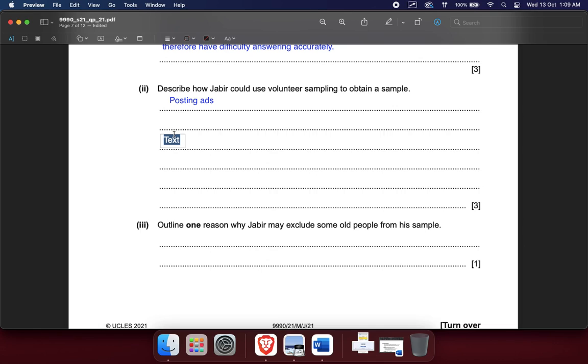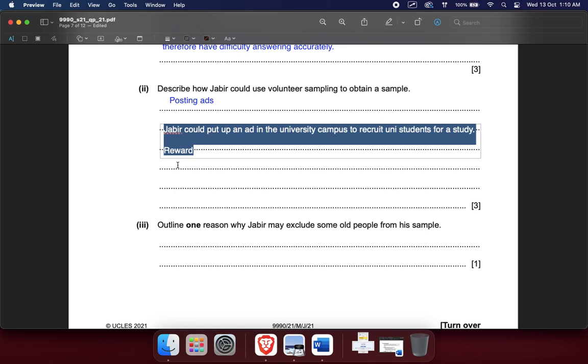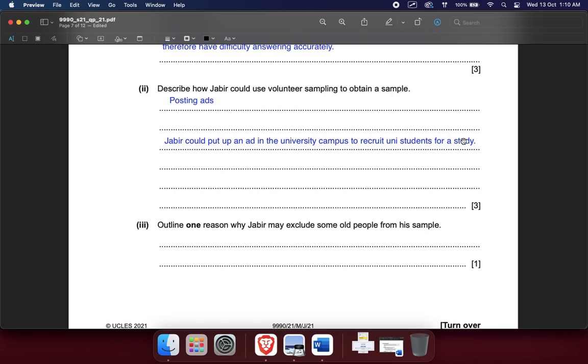Now, usually people just borrow from Brian Cohen, right? Javier could put up an ad in the university campus to recruit uni students for a study. Okay, so firstly, Javier could put an ad in the university campus to recruit uni students for a study. Okay, good. What's the problem? 3 marks. Where does the other 2 marks come from?